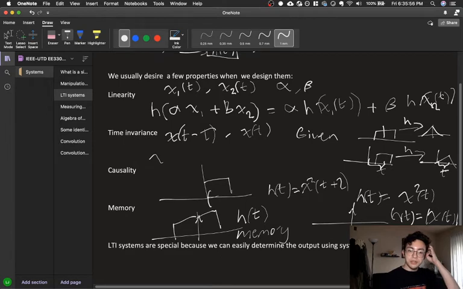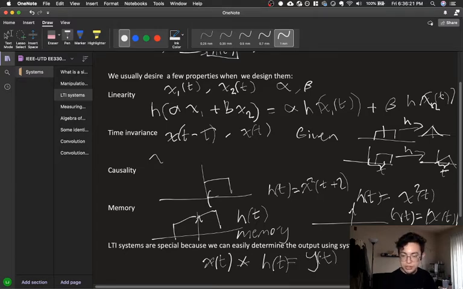And I probably should have put this first, but LTI systems are special because we can entirely determine the output of an LTI system just by convolving whatever input we have with the impulse response. They're completely represented by h of t.